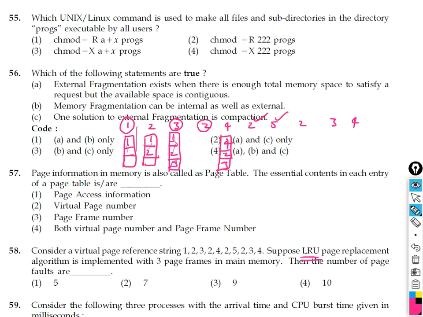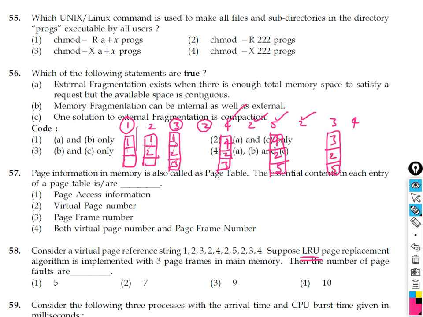We need 5. 5 is not there. So among 4, 2, 3, which one is the least recently used? Most recently used is 2, and then 4, and least recently used is 3. So replace 3, then it will become 4, 2, 5. 2 is already there. Now we need 3, which is not there. Among 4, 2, 5, which one is most recently used? 2 is most recent, and then 5, and then least recent is 4. So replace 4: 3, 2, 5.